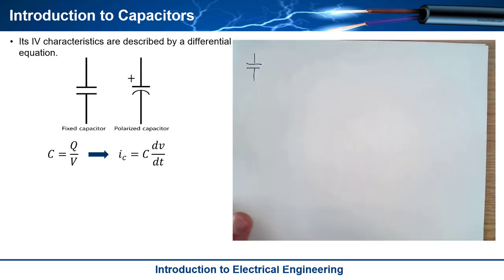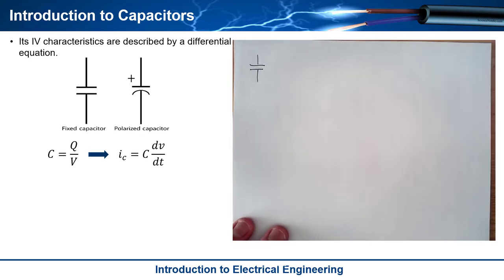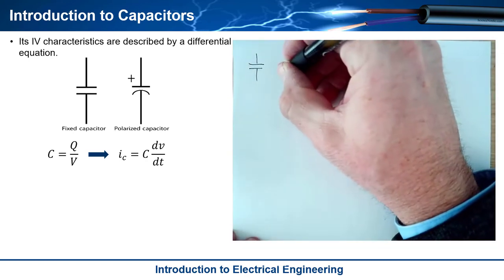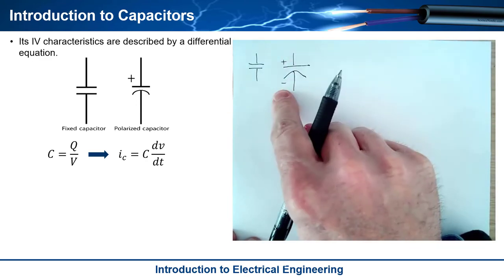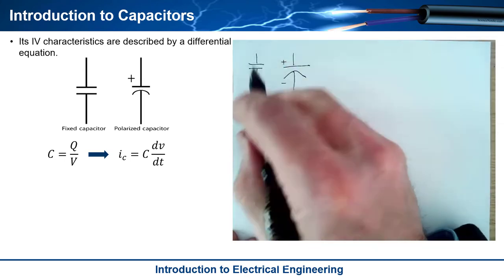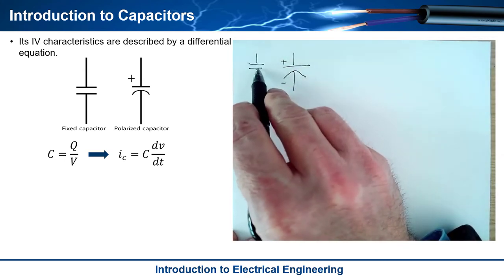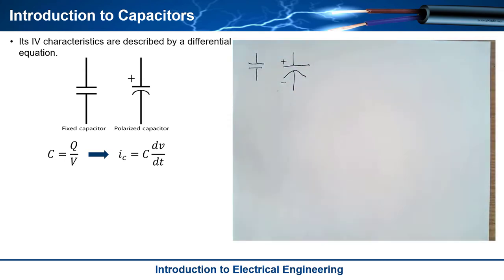Some capacitors are polarized, and what that means is that it matters which terminal is which. That's where you see something like this, where you're supposed to connect the positive voltage to the flat terminal and the negative voltage to the curved terminal. If you see a capacitor like this, you can flip it either way, it doesn't matter. But if you see it like that, you have to make sure that you put the voltage on it the right way.